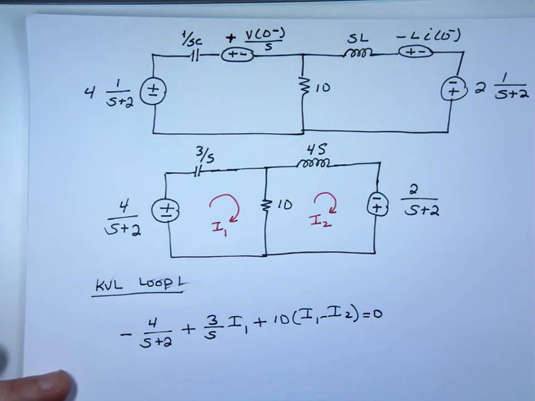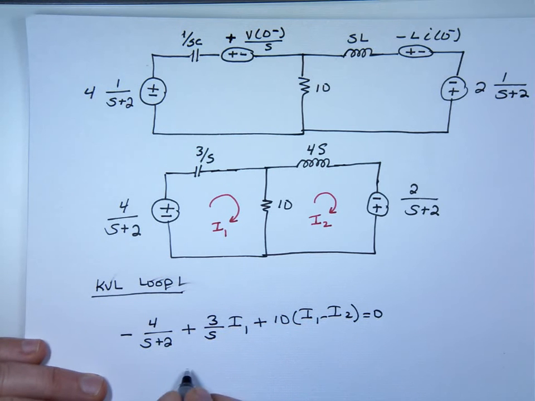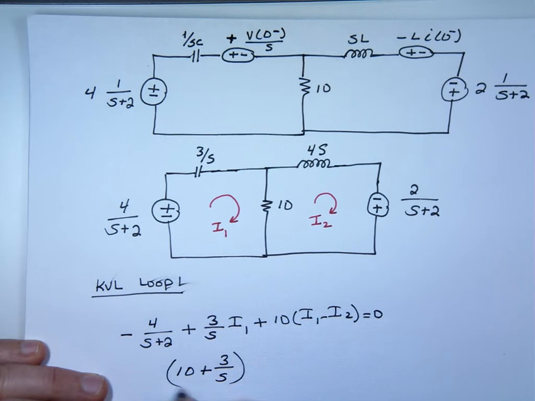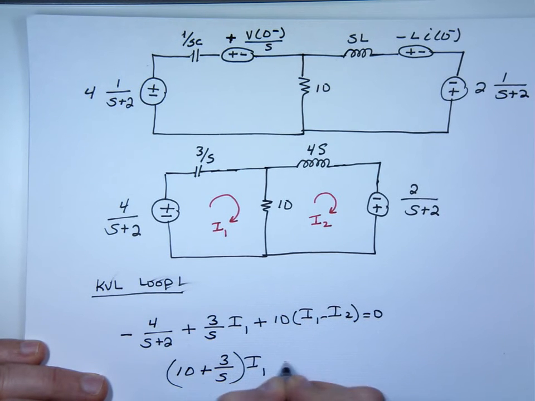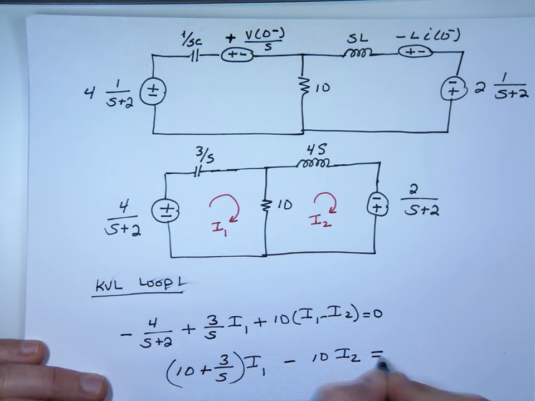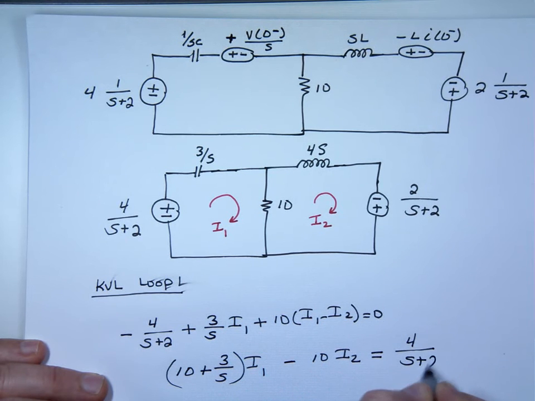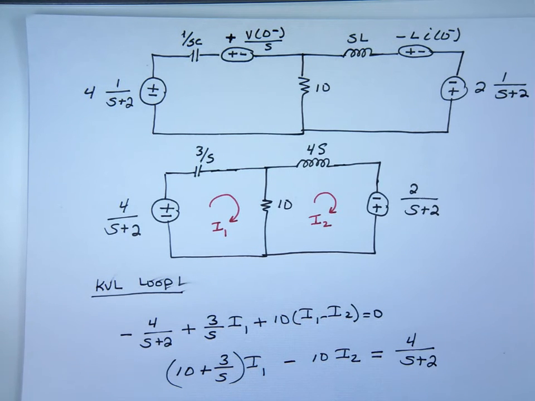Clean it. 10 plus 3 over s times I sub 1, minus 10 times I sub 2, is equal to 4 over s plus 2. That's equation number 1, EQ1.